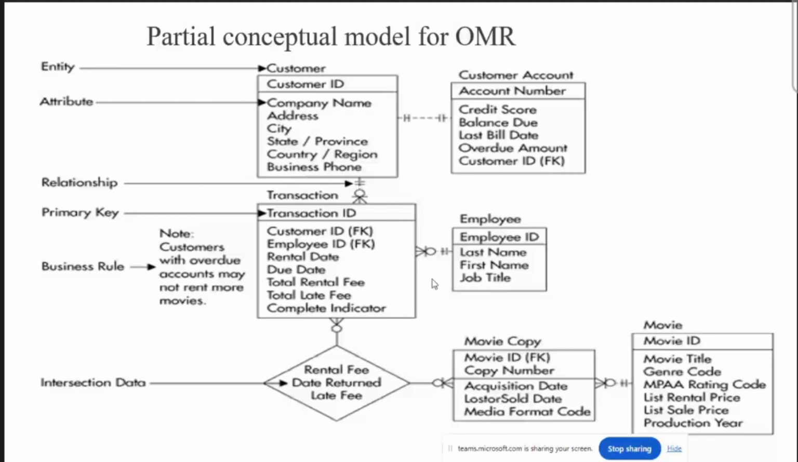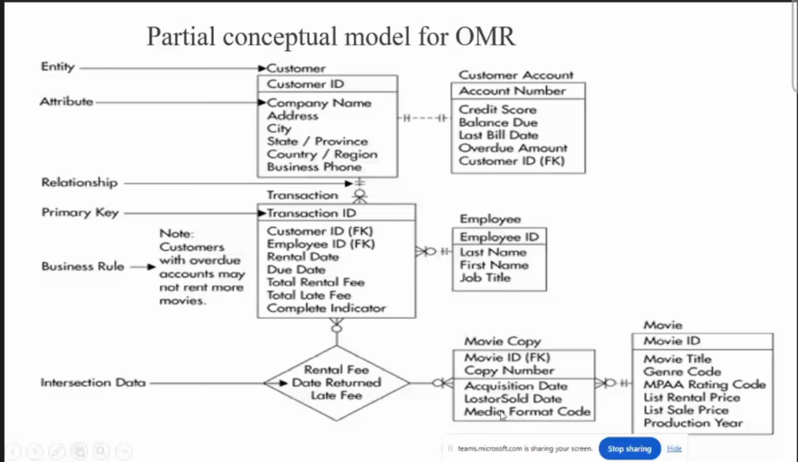And then there's what we call movie copy, which actually comes through a situation we find between movies and transaction. Between movie and transaction, it is more like a many-to-many relationship, related to intersection data. Most of the time, you see entities whose names are similar to existing ones. So here we see the name as movie copy, which shows the movie ID from the movies, the copy number, then we have acquisition date, the loss or sold date, the media format code, and so on.